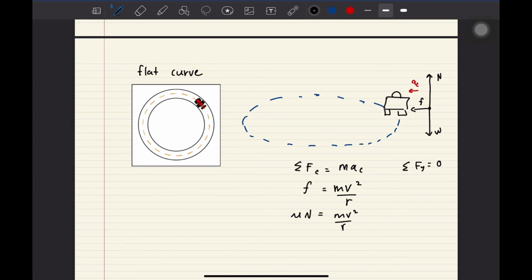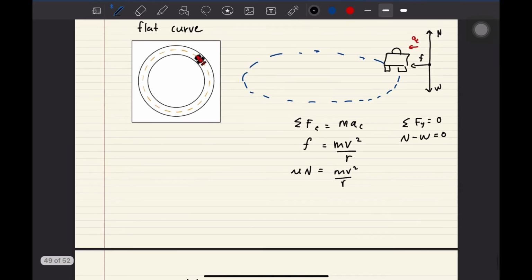So I can write this one as N minus weight equals 0. So N is equal to weight in this example. So it will be mu mg equals mv squared over r. I can cancel out the mass over there and I will get v equals the square root of mu g r. Here you can see that the mass doesn't really matter. The one that matters is your mu. Mu will affect your velocity there.